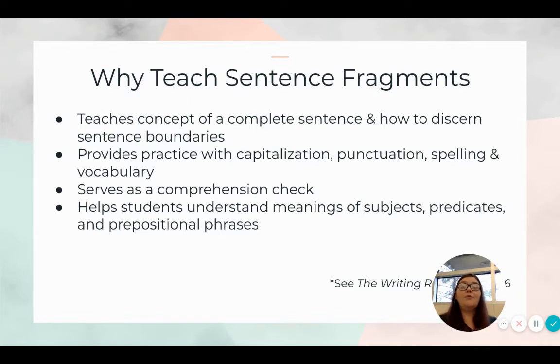It also provides practice with capitalization, punctuation, spelling, and vocabulary. It serves as a comprehension check because we're not doing this in isolation. It's being done within our content that we're learning. And it helps students understand the meanings of subjects, predicates, and prepositional phrases.